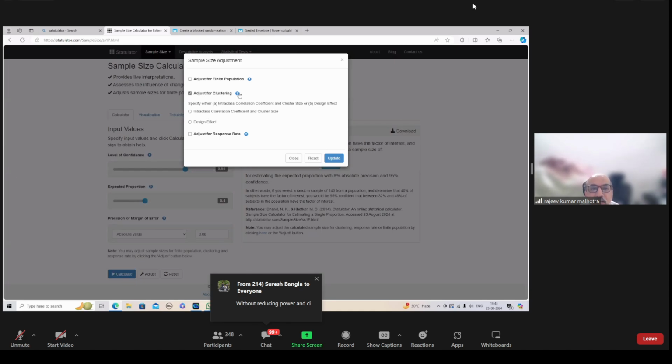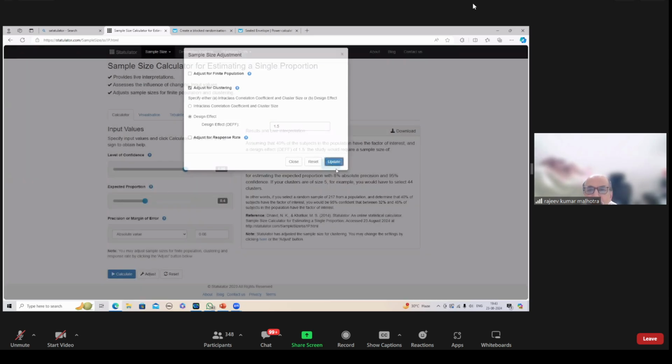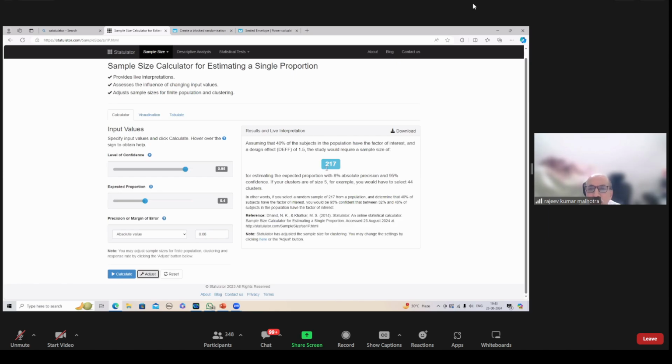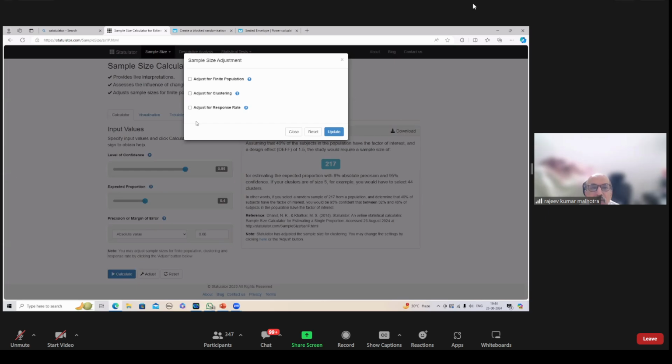So clustering adjustment is, you have a design effect or you have an intra-class correlation. We have a design effect. You click on the design effect, you put the 1.5 here and update. Then your sample size will go to 217. So here there is an adjustment for the clustering also. I uncheck this one.